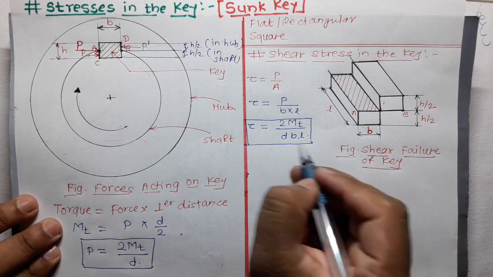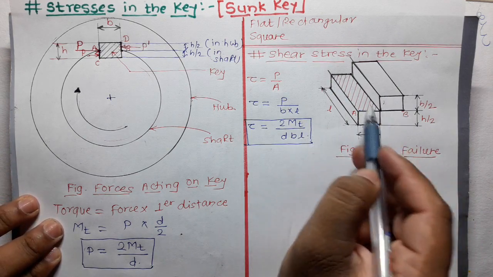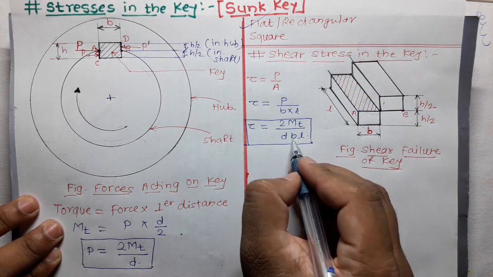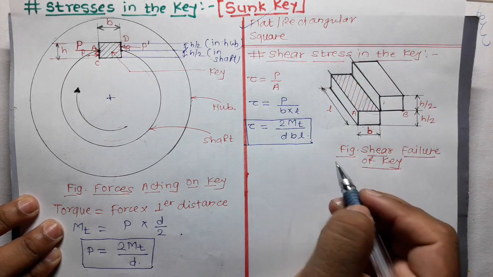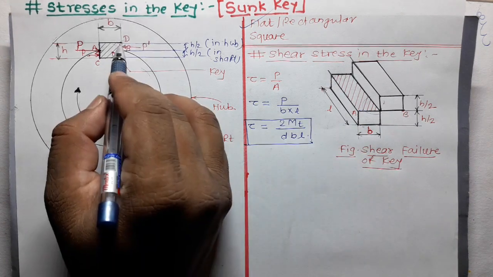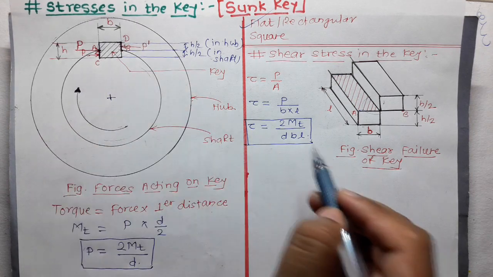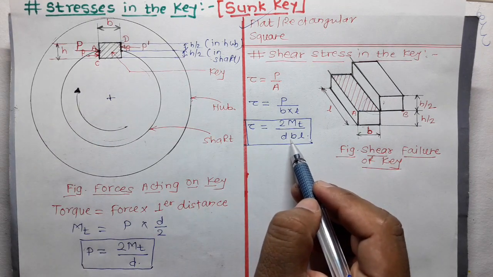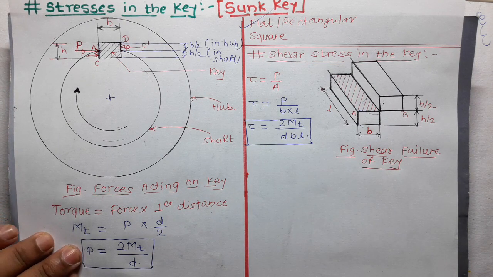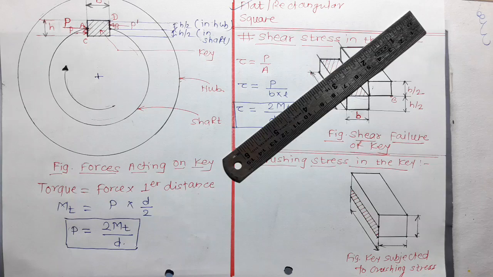If this key is of a rectangular type, you can write here d B l. But if it is a square key, then B and H are the same, so you can write either H or B. But as it is a rectangular key, you have to write B only. So this is the equation for shear stress in the key.